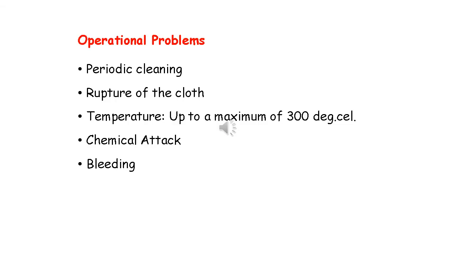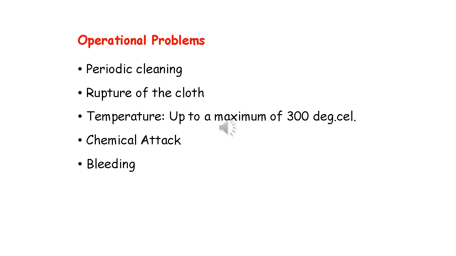Operational problems of this device. Various problems during the operation of a bag house. First one, cleaning. At intervals, the bags get clogged up with a covering of dust particles, and the gas can no longer pass through them. At that point, the bags have to be cleaned by rapping, shaking, or by reverse airflow or pulse jet.